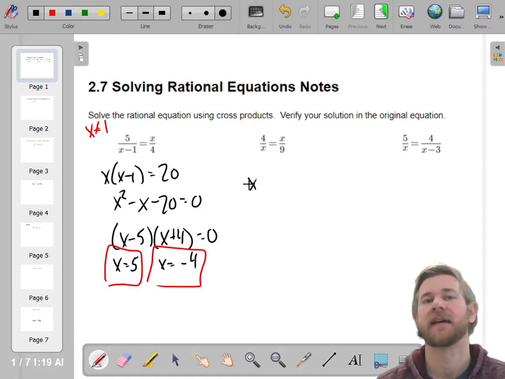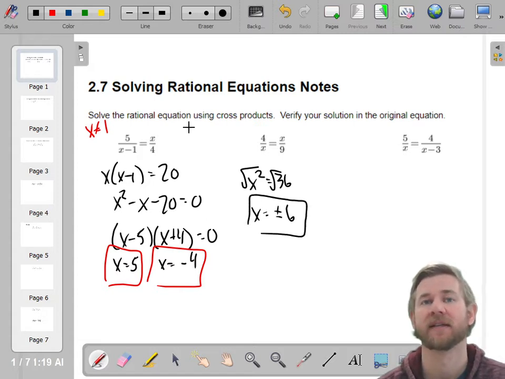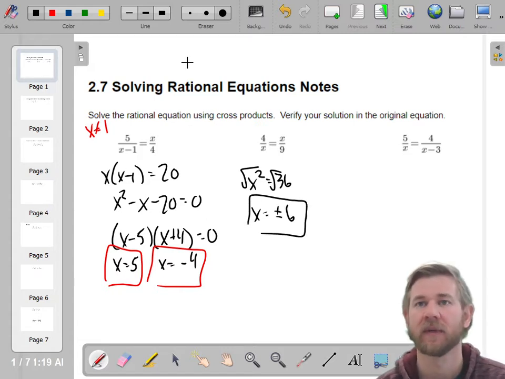x times x squared equals 9 times 4 is 36. Square root both sides. And you got to remember this. When you square root, you got to do plus or minus. So it's plus or minus 6. Or does it? Yeah, it's not 0, so you're fine.